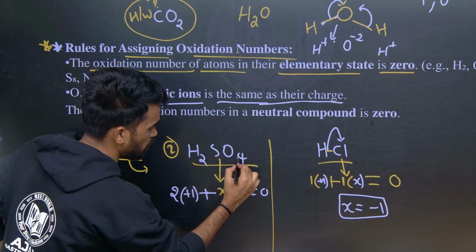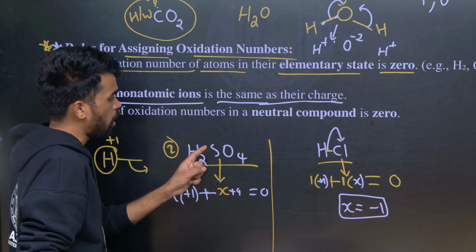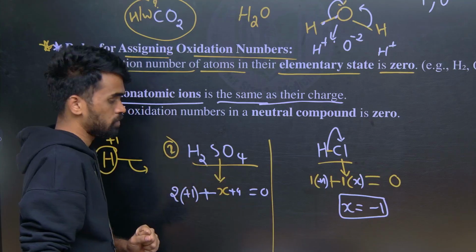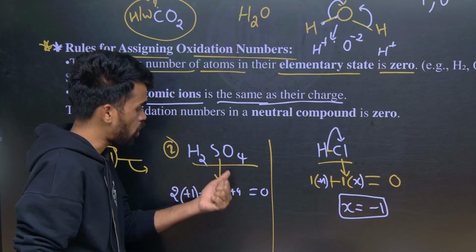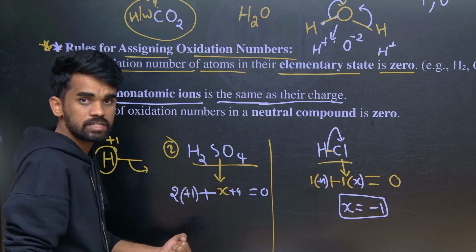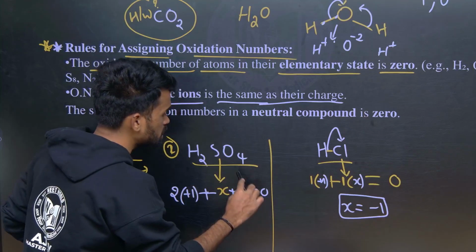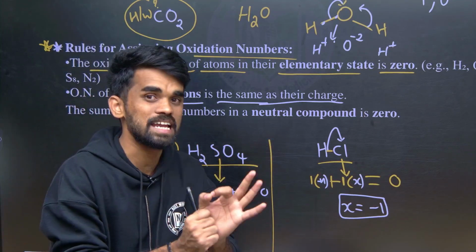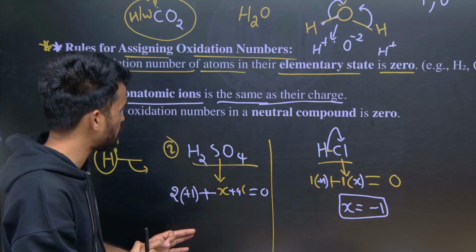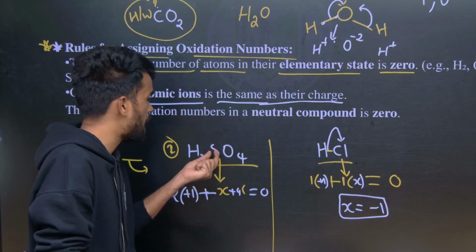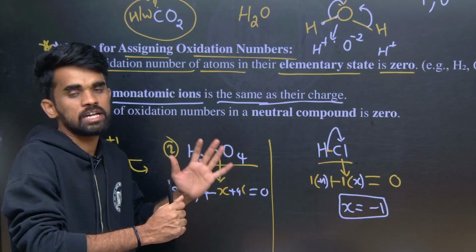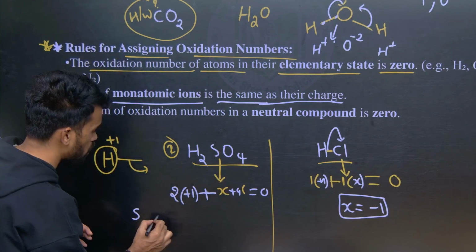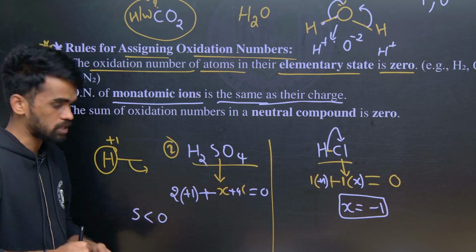Now how many oxygen atoms are there? 4. Now tell me, out of sulfur and oxygen, which is more electronegative? We know oxygen is more electronegative. We have 4 oxygen atoms. So 4 into what is the charge on each oxygen atom? Always remember, these are the standard rules to be followed. Whenever oxygen is attached to another less electronegative atom, out of sulfur and oxygen, we know oxygen is the more electronegative element, right?